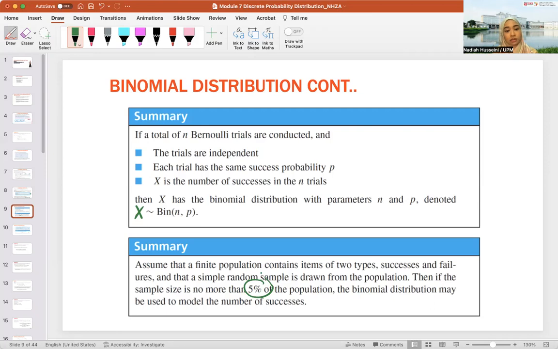Let's say you are doing a survey and you want to present your data in binomial distribution. So you have to have this in mind: the 5% of the population. This is the condition for a good binomial distribution.